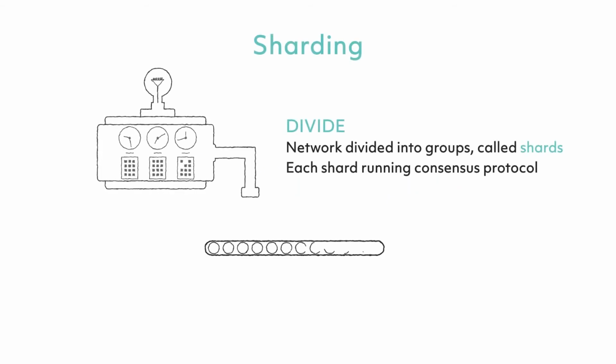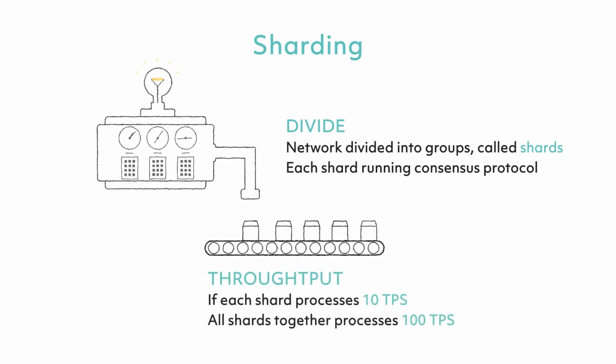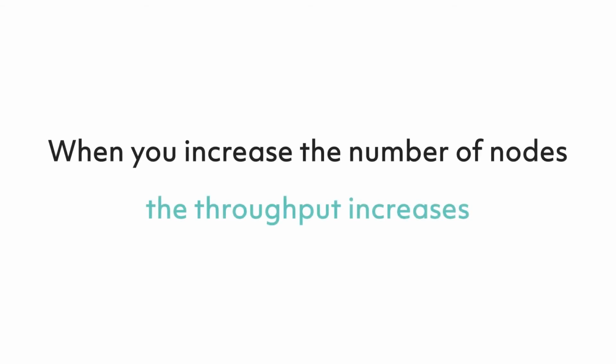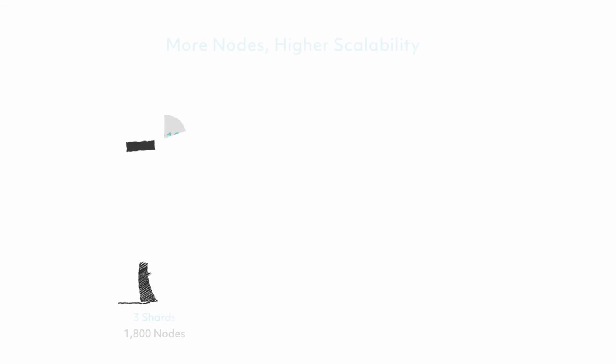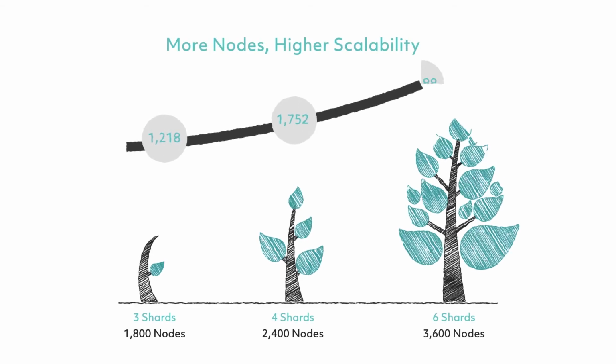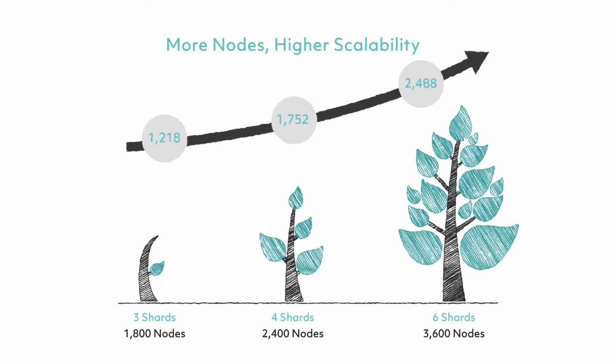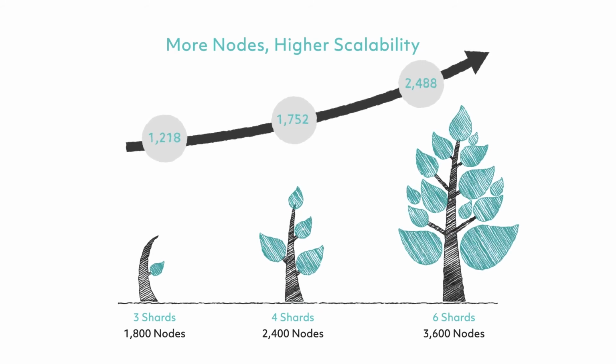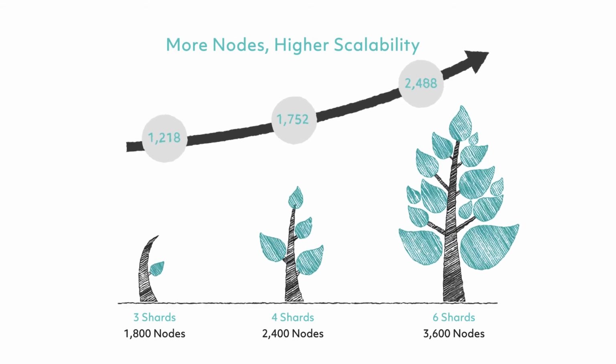Imagine a mining network with 100 nodes. Zilliqa would divide the network into 10 groups, called shards, with 10 nodes per shard. If each shard processes 10 transactions per second, then all shards together can process 100 transactions per second. By this logic, if you increase the number of nodes, the throughput increases. The increase holds a linear relationship to network size. So with more nodes in the network, transactions per second rises at an increasing rate, similar to what you see in the diagram.